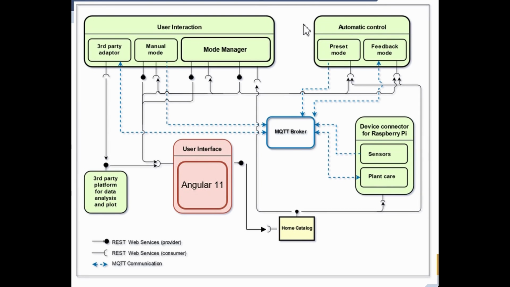The last group is automatic control. These are actors that also control the SmartPot appliances, but do so without direct user intervention. Preset mode will publish MQTT commands to the plant care actor according to a schedule that is retrieved from Mode Manager through a REST request, and it also exposes a REST interface allowing Mode Manager to change this schedule during the system operation, so in real time.